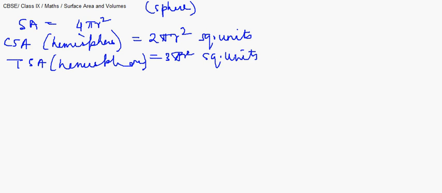Now hemisphere would simply look like this. So the area will be this part as well as this part. So it is pi r square for this and 2 pi r square for this. It becomes 3 pi r square. Let's take a few application questions now to understand this better.